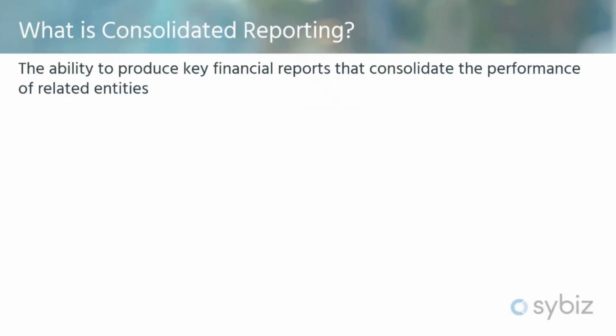So let's keep on going. Consolidated reporting, what is that all about? A simple definition is it's the ability to produce key financial reports that consolidate the performance of related entities. So rather than having to export all this stuff out into Excel and manipulate and consolidate it manually, and then we all know that if you do that manually, then if there are some adjustments required, you need to go back to the drawing board and do that whole process again. This makes light work of that process. Once you invest the time in getting it configured and set up, it is very quick and easy to update your data and reproduce those financial reports.